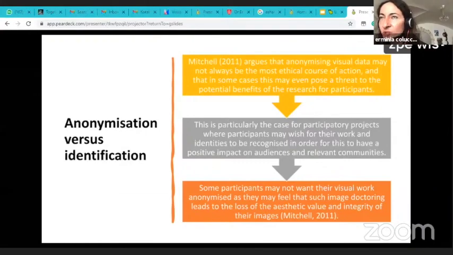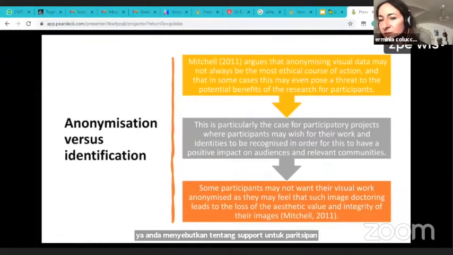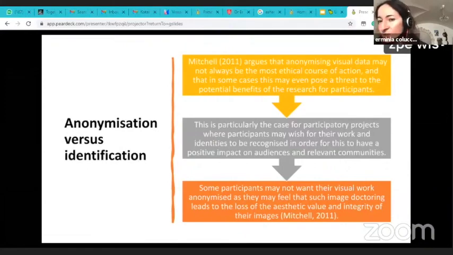But making sure that there is somebody who is going to support the person during the research process, but also once the outcome of the research has been published or shared, is the minimum you have to do if you are unable to support the person yourself.